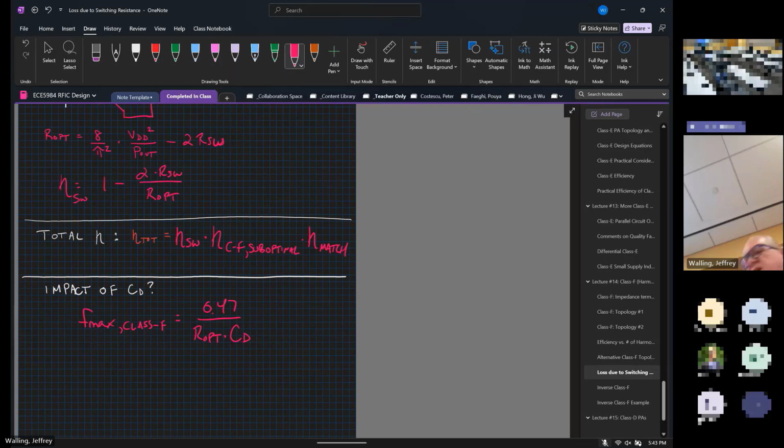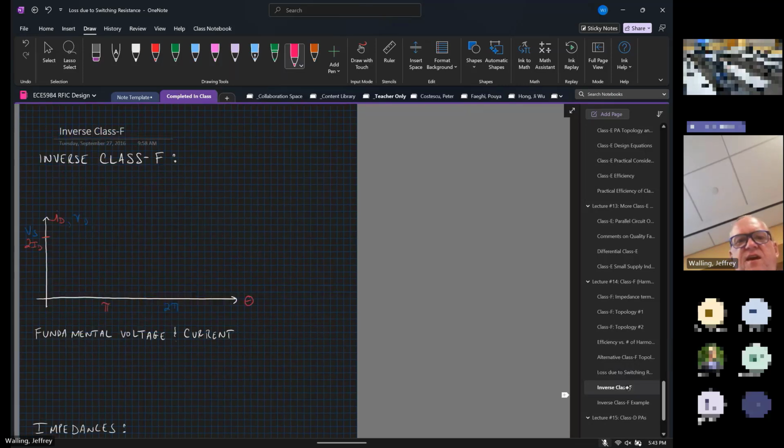Okay, one last thing on class F. I did mention the other day, there is the concept of inverse class F, and really all of the amplifiers that we've seen, there's an inverse version of them for the switching networks. And the inverse version is really just that we're going to shape the waveforms a little bit differently. So we have a class, you might see this in the literature, class F inverse. We're going to square the current waveform and half rectify the voltage waveform.